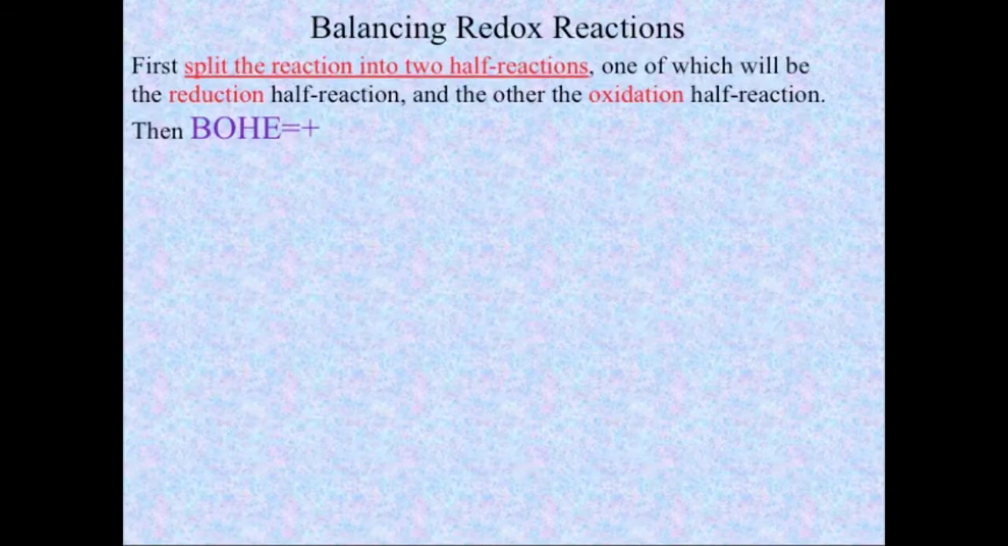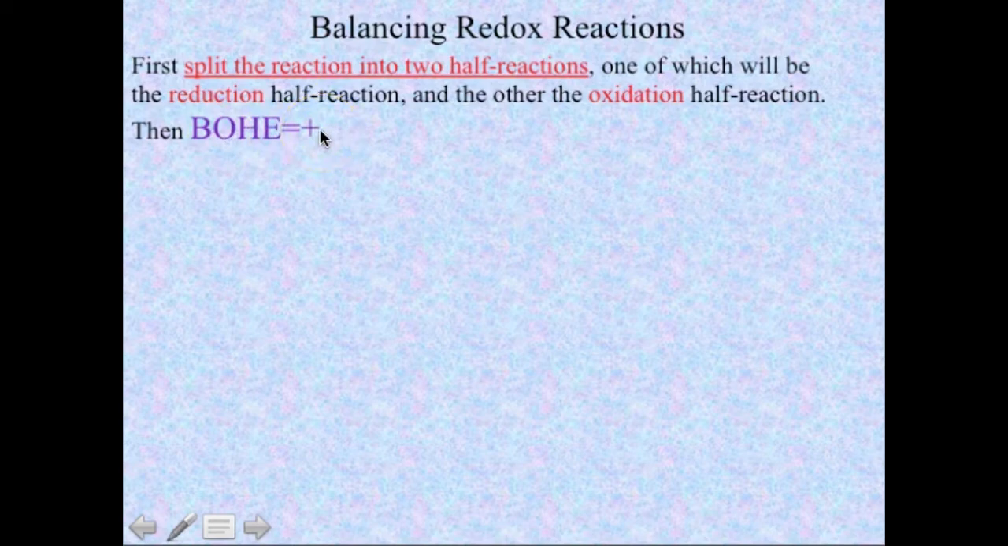Now it's time to talk about balancing redox reactions. And the way we do this is to split the reaction into 2 half reactions, one of which will be the reduction half reaction and the other the oxidation half reaction. And then I've created a little mnemonic. This is pure Dr. Frank. Been using my mnemonic for years and years. Bohe equals plus.